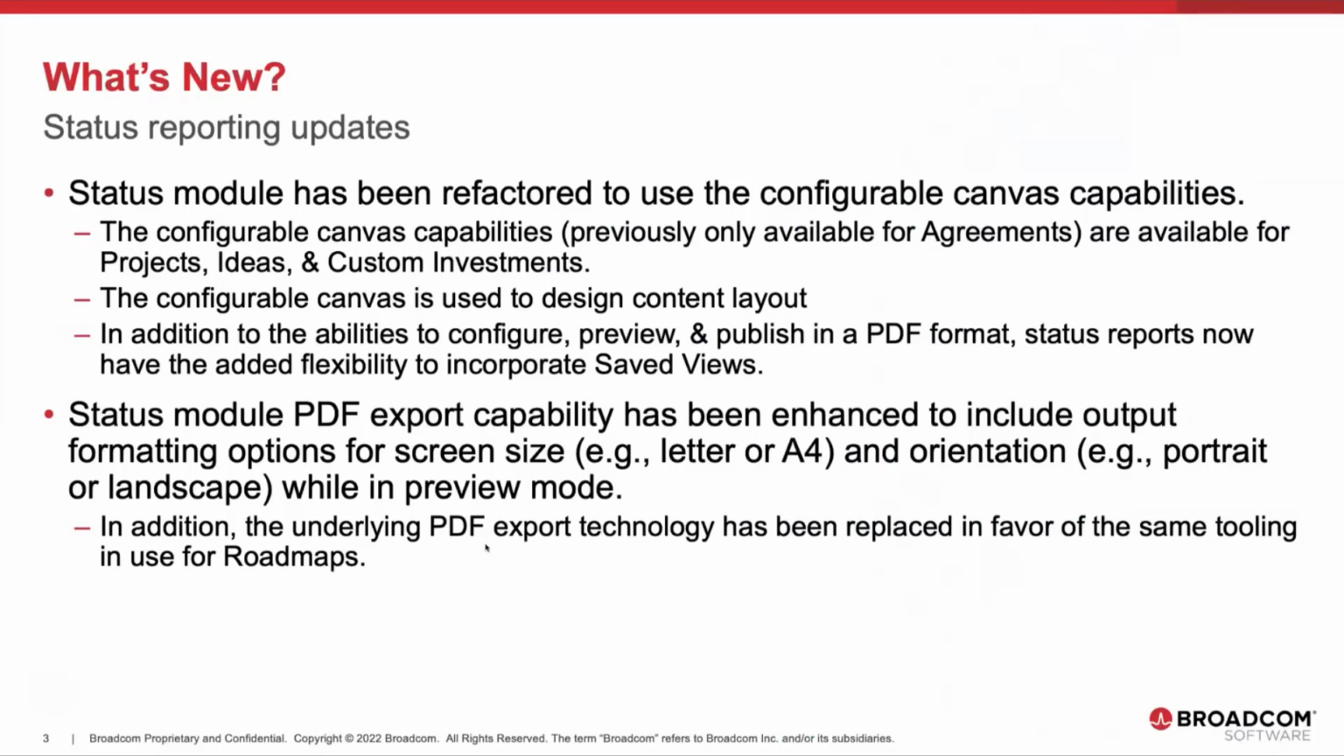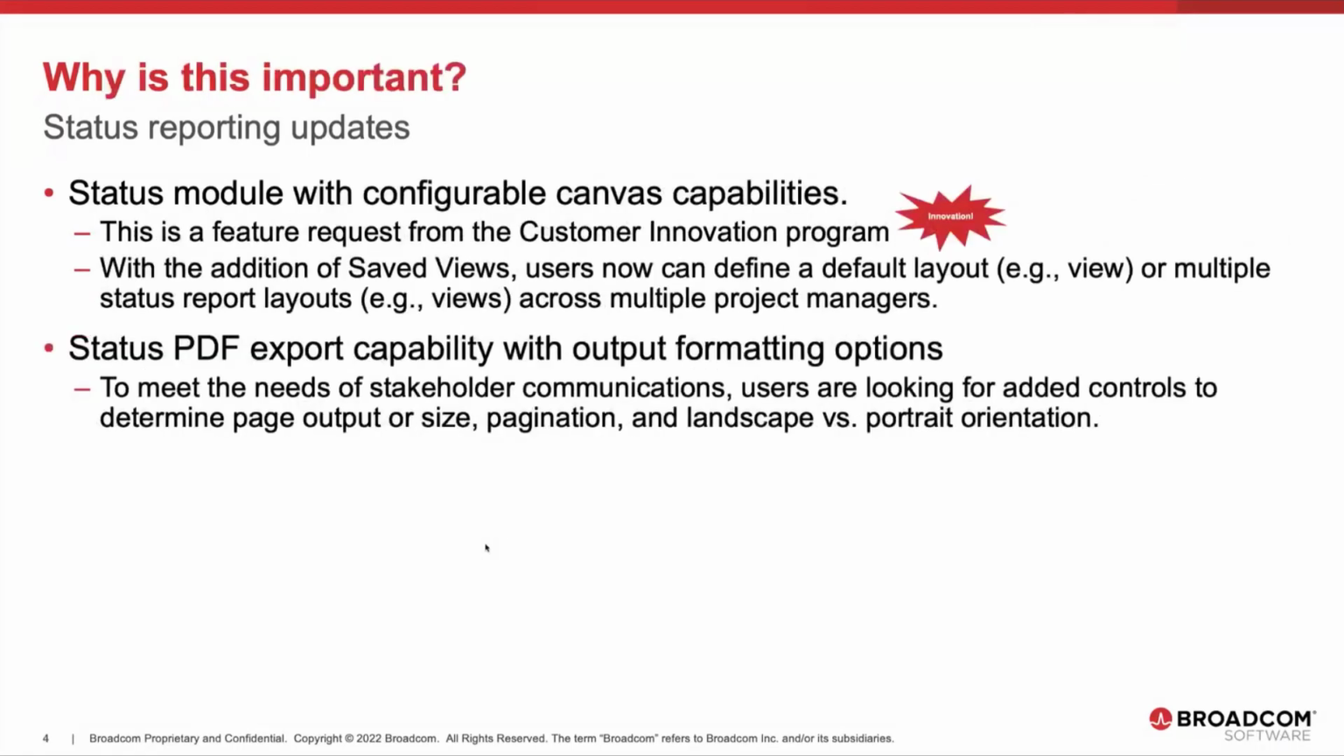Secondly, the status module PDF export capability has been enhanced to include output formatting options for screen size, such as letter or A4, and then orientation, whether you want portrait or landscape. You do all this while you're in the PDF preview mode. As an aside, that underlying PDF export technology has been replaced, the status report technology has been replaced in favor of the same tooling used for roadmaps. So why is this important?